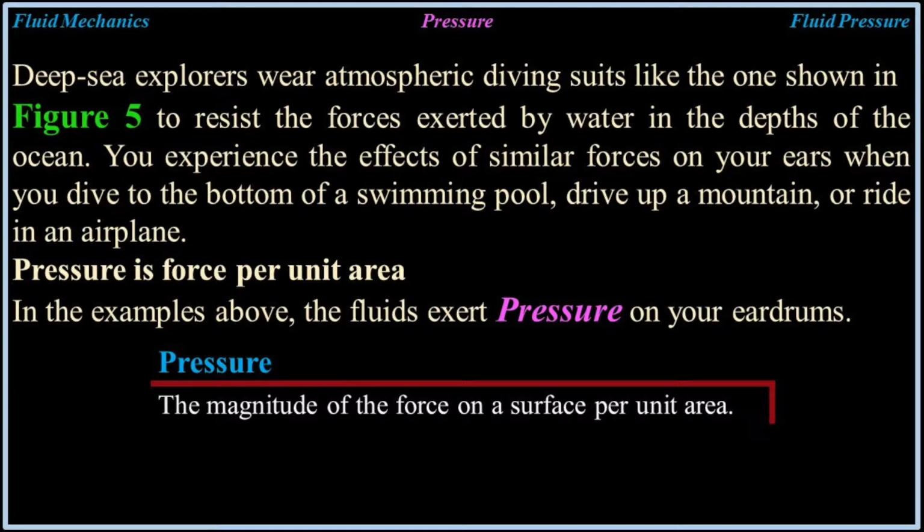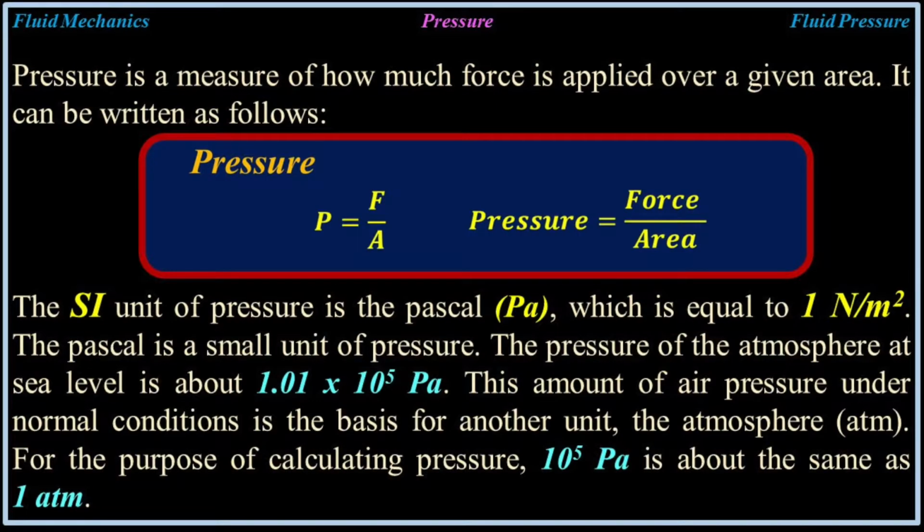Pressure is force per unit area. In the examples above, the fluid exerts pressure on your eardrum. Pressure: the magnitude of the force on a surface per unit area. Pressure is a measure of how much force is applied over a given area. It can be written as follows: pressure equals force over area. The SI unit of pressure is the pascal, which is equal to 1 newton per square meter.